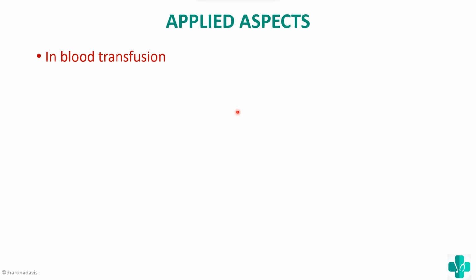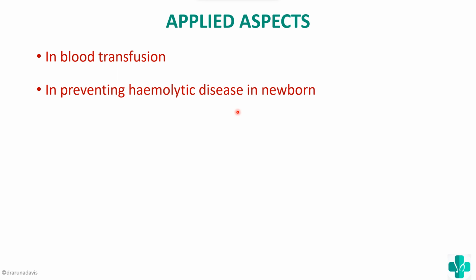The next important application is that it helps in preventing hemolytic disease of the newborn. This occurs when there is an RH incompatibility between the mother and the fetus. In order to prevent that, we should know exactly what the blood group of the mother as well as the fetus is, and in case it is incompatible, we should take the necessary measures.